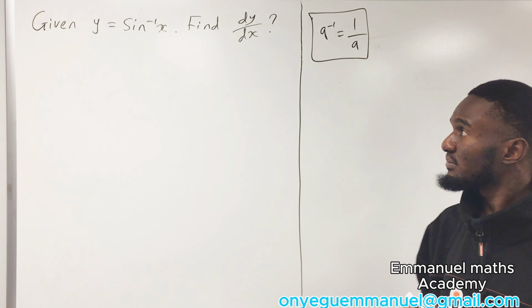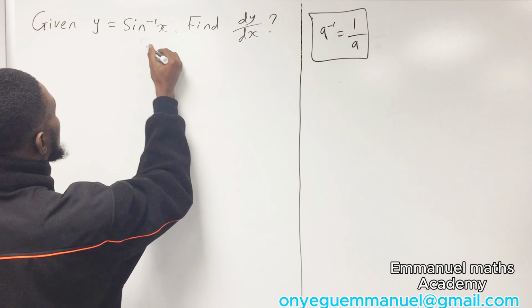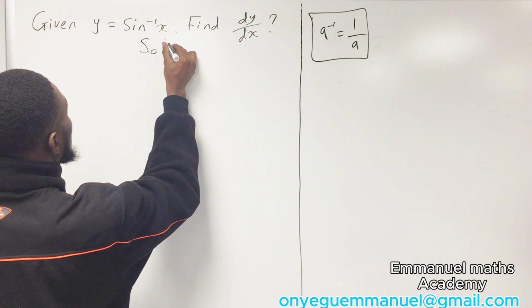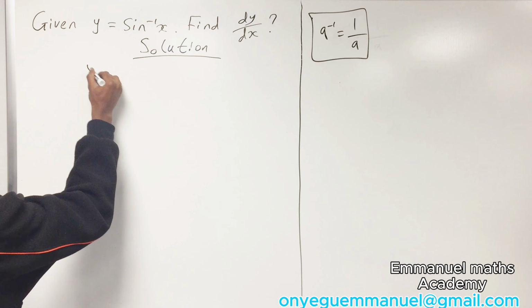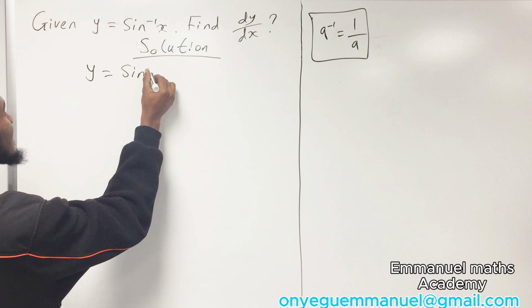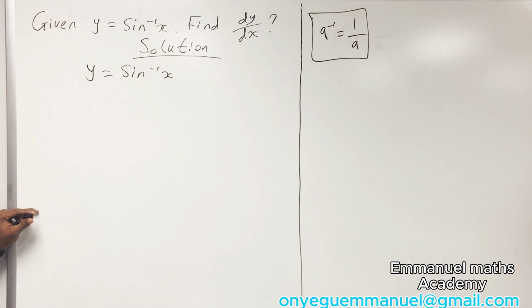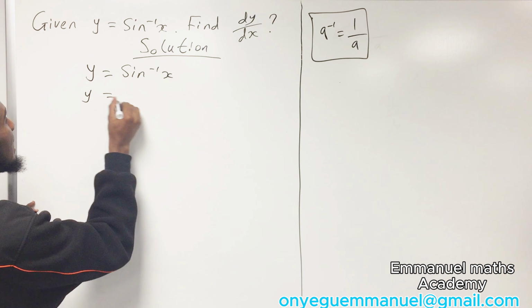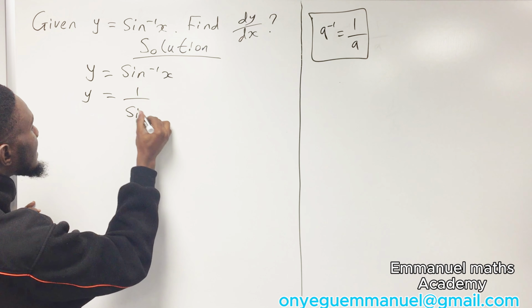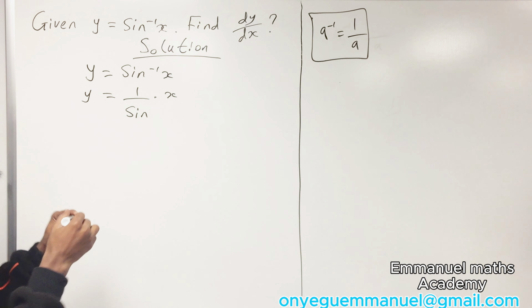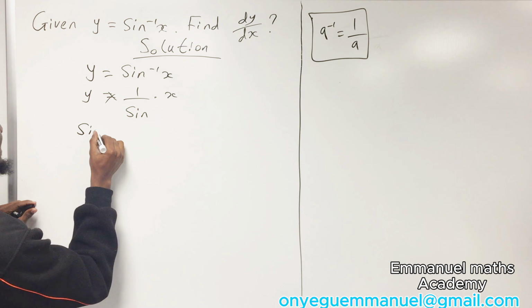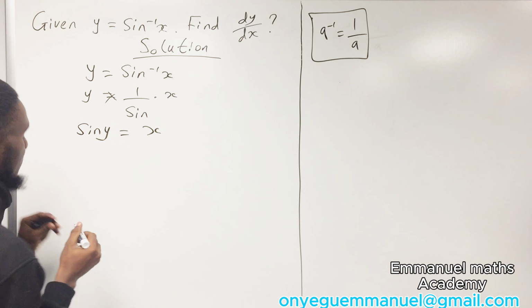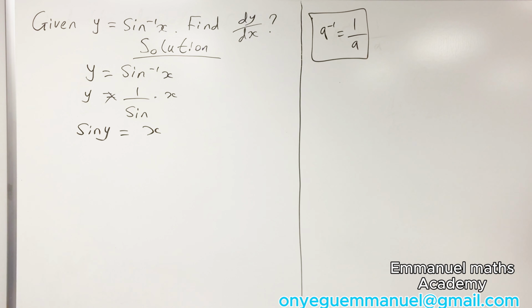Now, let's get to the solving, right? Solution. So, we are given that our y is equal to sine inverse of x, right? So, it's the same thing as y equal to 1 over sine x. You now cross multiply. When you cross multiply, you have what? Sine y equal to x. With this, you now solve using what we call implicit differentiation.